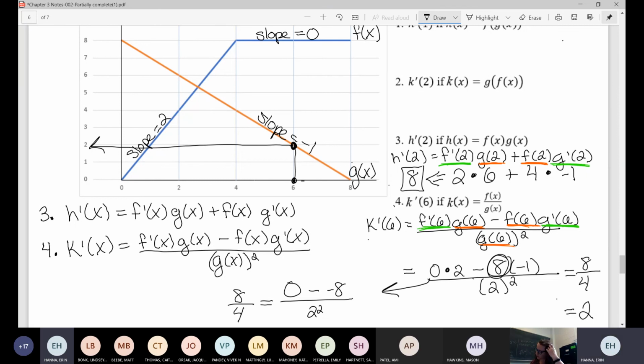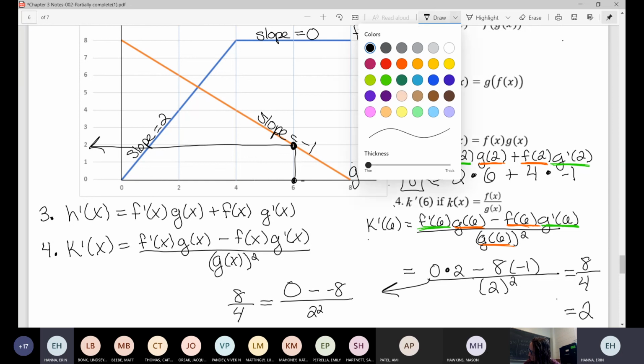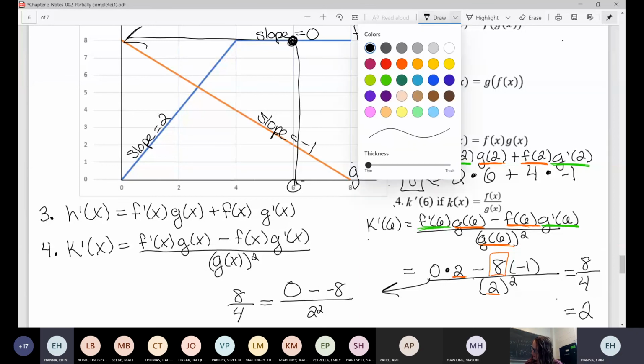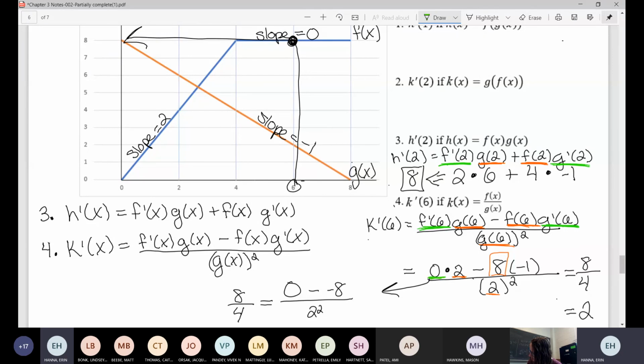No. So that 8 that's appearing there comes from the f of 6. Let me try to bring some more colors in here again. So the g of 6 gave us 2, and the f of 6 gives us this 8. So that was coming from f of 6. That was saying, let's go over to 6. Let's go up to the function f. What is our y value? It is 8. The 2 slopes that I have in here are the 0 and the -1 value. Does that make sense?